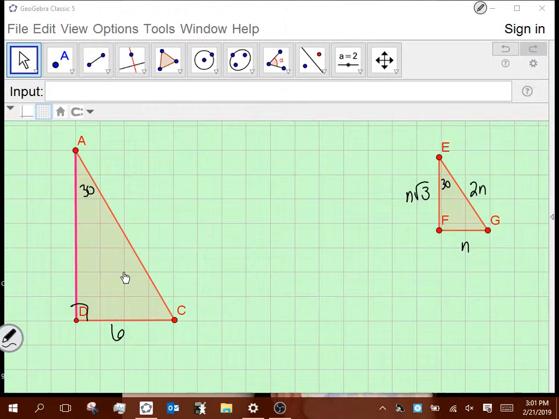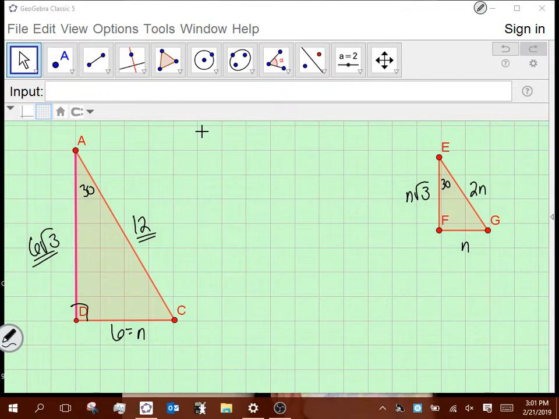What are they? Jimmy? 6 root 3. Good. And 12. Good. So when I overlap these, n landed on 6, right? So then everything else is predicated off of n. Hypotenuse is twice that, so it's 12. Side across from 60 is n radical 3.